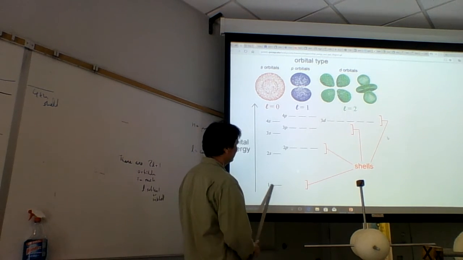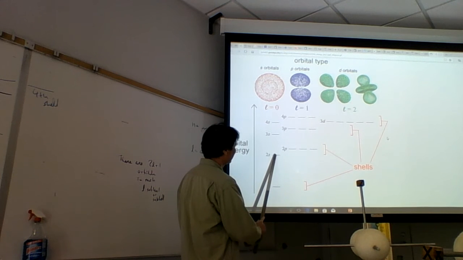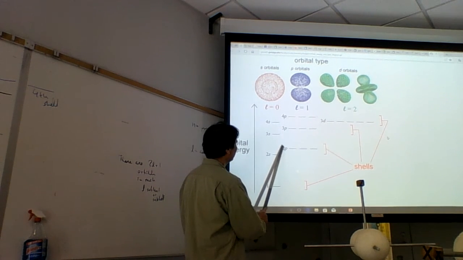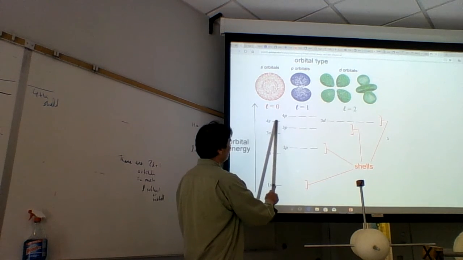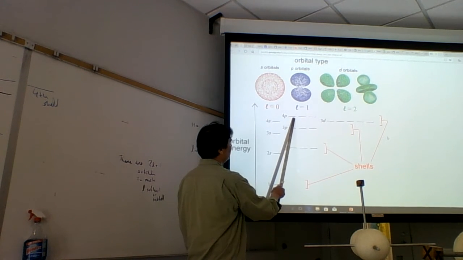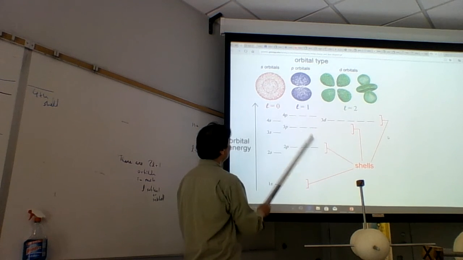But this one, you know, there's a pretty big gap here, as we expect. A small gap here. And here we have the third shell. And then the fourth shell, 4s, 3d, 4p. Fifth shell is not shown. And then they show the orbitals.